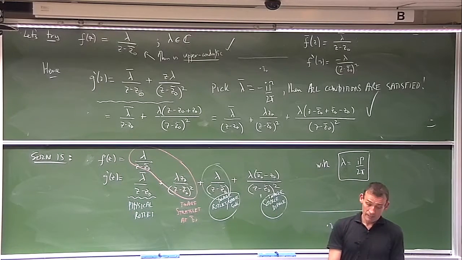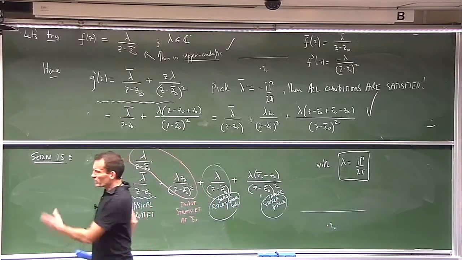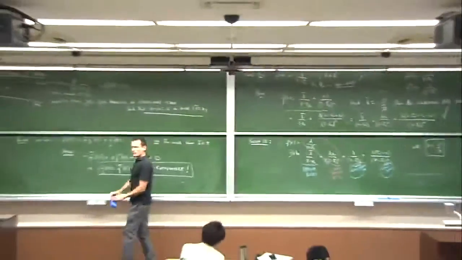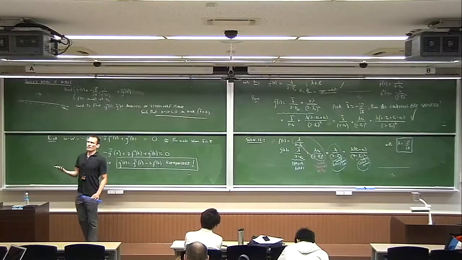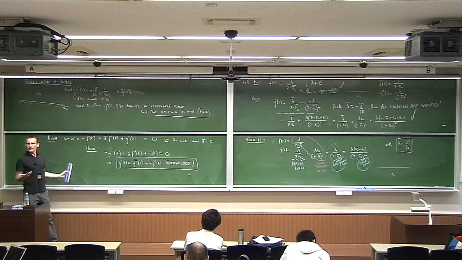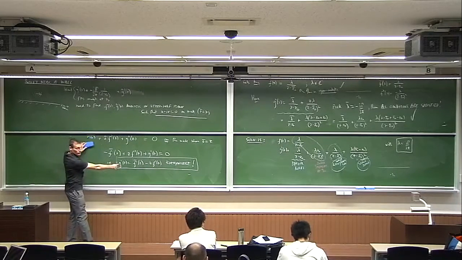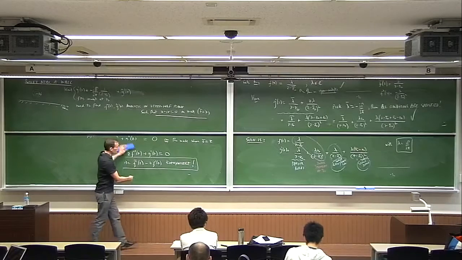So the message is, in my view, that it's method of images. You can still interpret this as an image system, but it's not at all clear how you would have guessed what it is before you started. But notice that it all just comes from this analytic continuation of the no-slip condition.